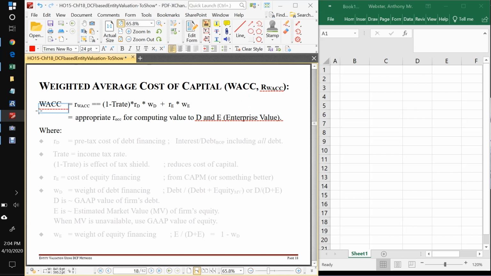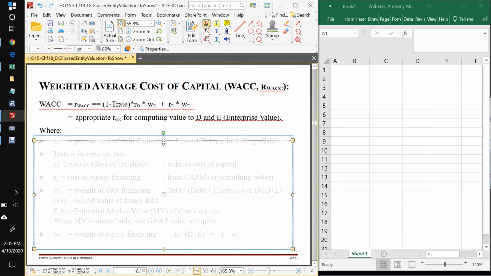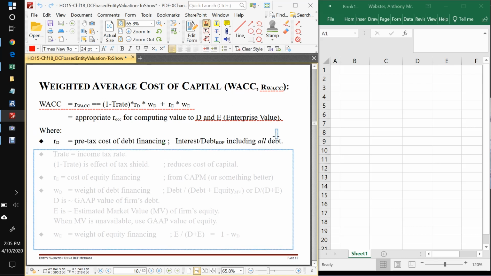And remember from the previous page, the weighted average cost of capital, which a lot of people just call WACC. Okay, so if you see WACC in caps, they mean the discount rate that is the weighted average cost of capital. So it's equal to this formula. And what's everything in this formula? First of all, what is RD? RD is our pre-tax cost of debt financing.